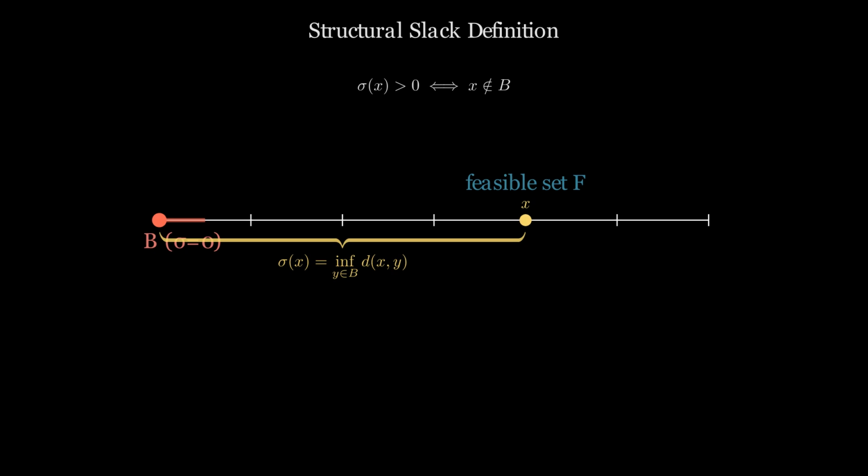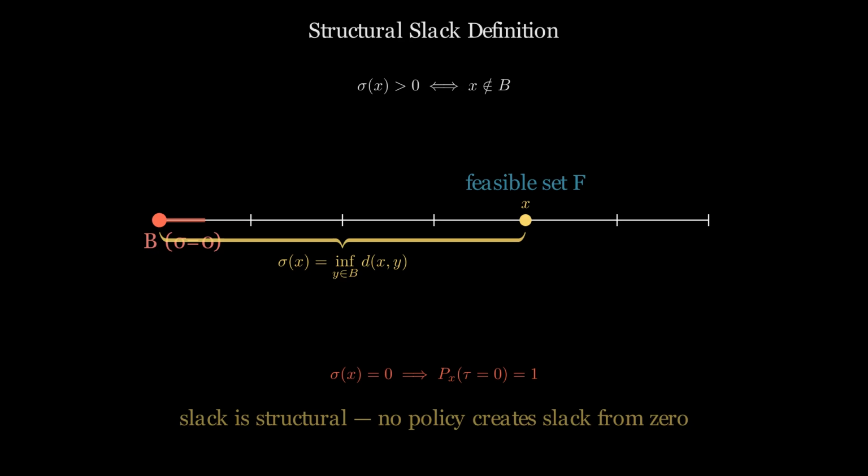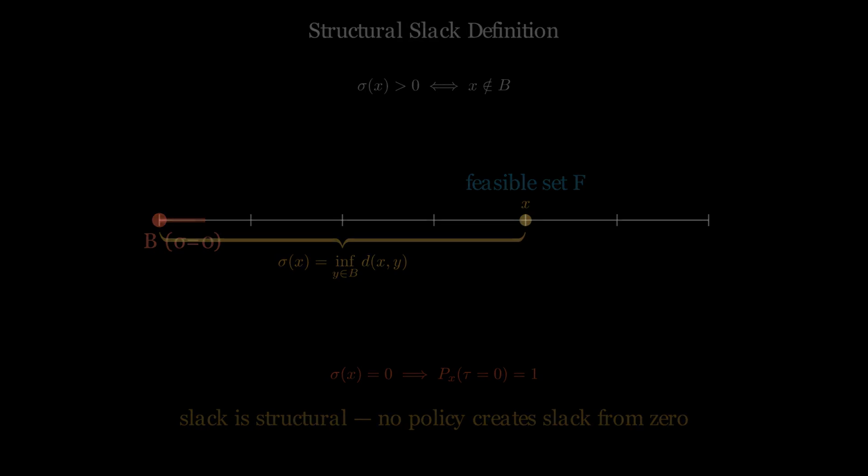Slack is structural because it depends on the geometry of the state space, not on the policy applied. A policy can consume slack by driving the system toward the boundary, but no policy can create slack from 0. This asymmetry is fundamental. Slack is depleted by operation and restored only by architectural intervention that expands the feasible set or contracts the absorbing set.